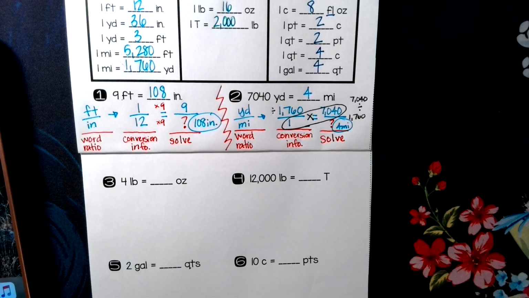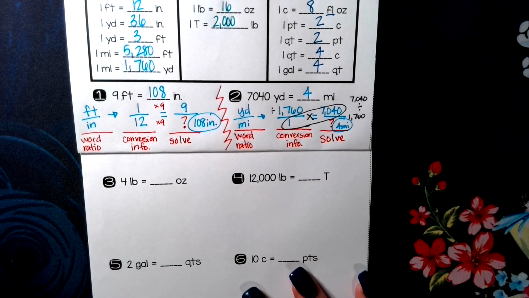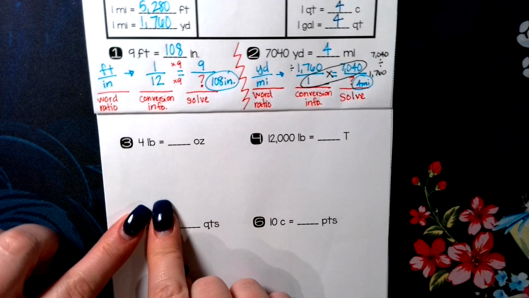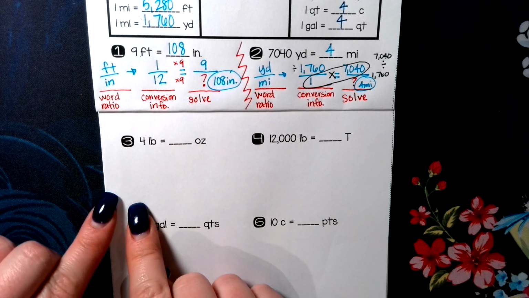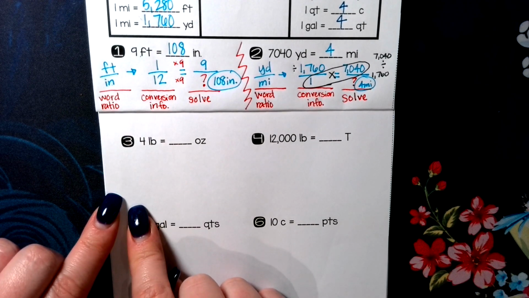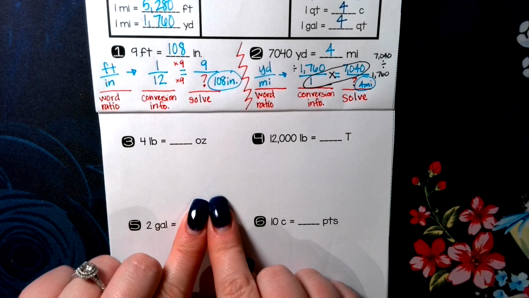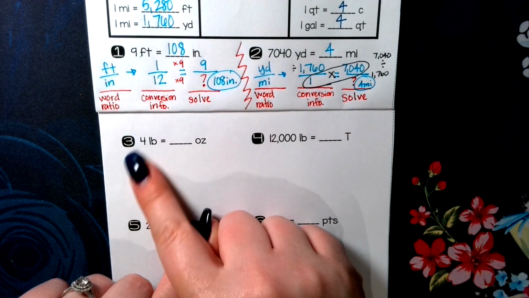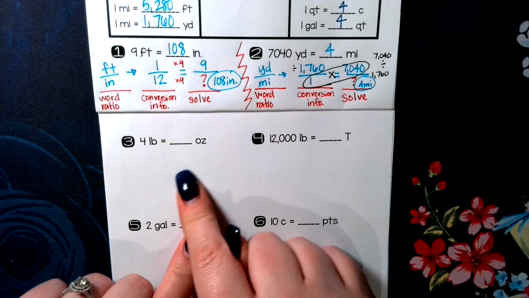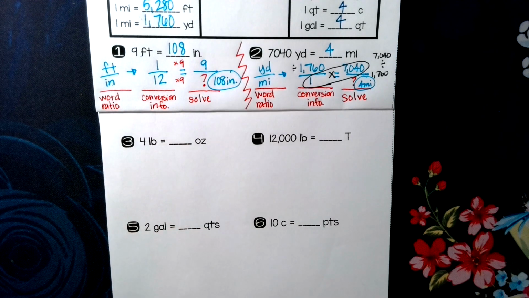Alrighty, I want you guys to go ahead and try setting up number 3 on your own. Start off with your word ratio, then input your conversion information, and solve it. Just try number 3. Pause your video. Try solving that problem all on your own.